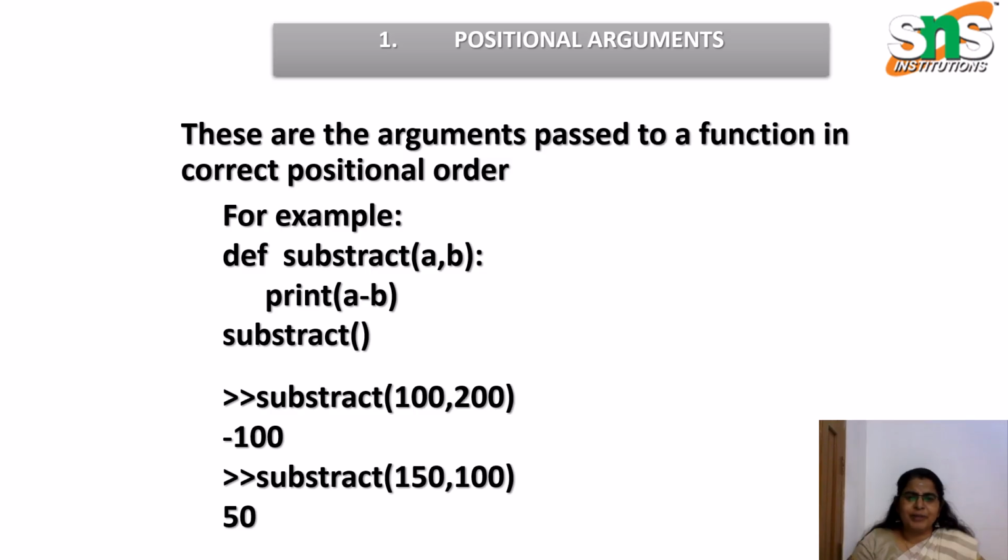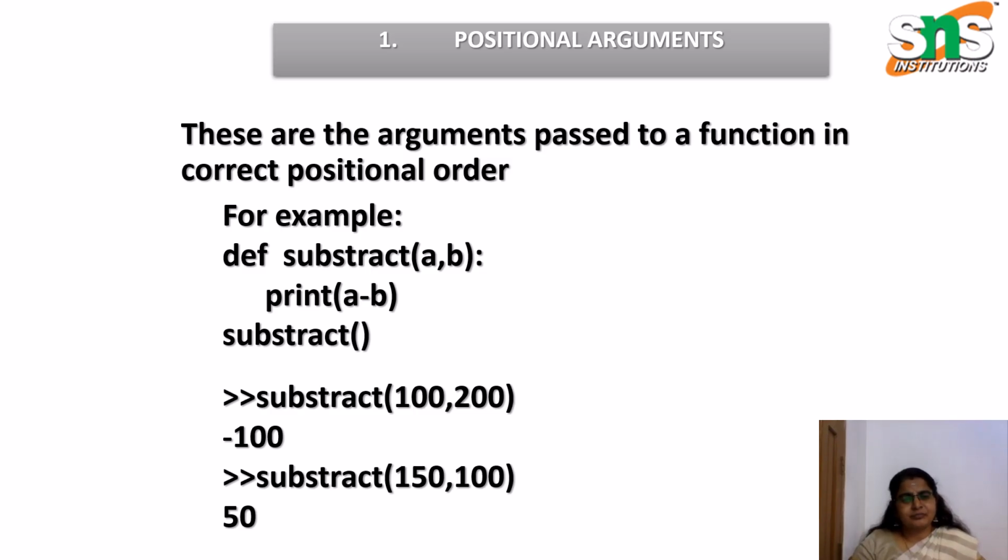These are the arguments passed to a function in the correct positional order. We know that positional is nothing but which position the value is aligned to, or the sequence of order. We are representing the values in sequence order, that is, by position. Which position the values are stored in is to be identified here.